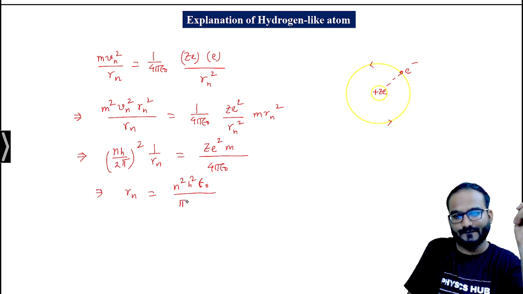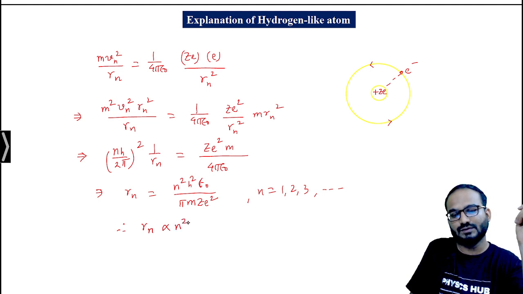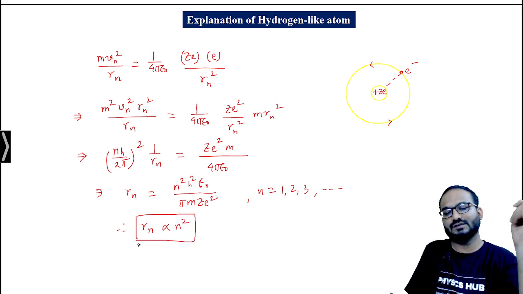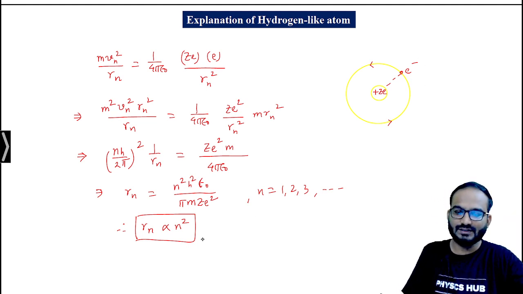So πm Ze², where n runs from 1, 2, 3 and so on. From this we can see that Rn is proportional to n². So this was an important proof, showing how the radius of different orbits varies with the principal quantum number n.